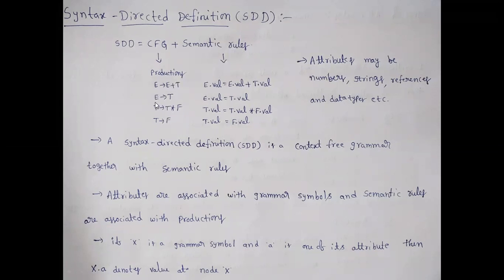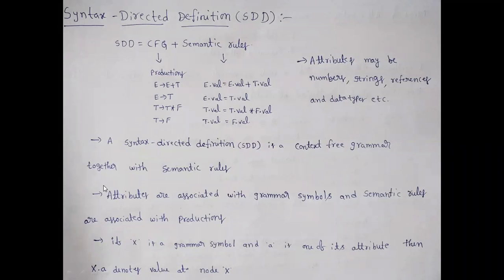Context free grammar means productions. Those are associated with semantic rules, and including both the context free grammar and semantic rules, we can say syntax directed definition. So you can see some points on the syntax directed definition. Here a syntax directed definition is a context free grammar together with semantic rules. When semantic rules are added to a context free grammar, it is called a syntax directed definition.